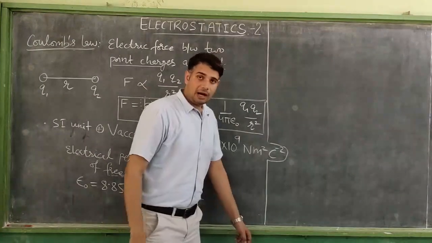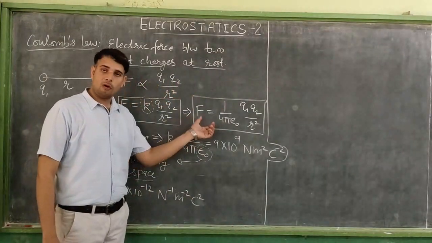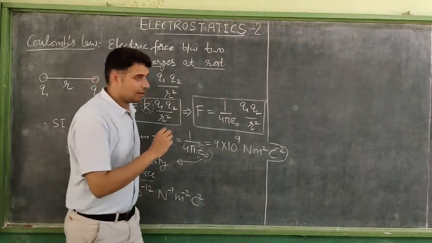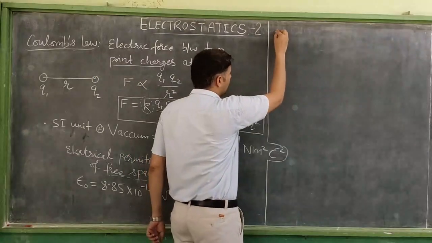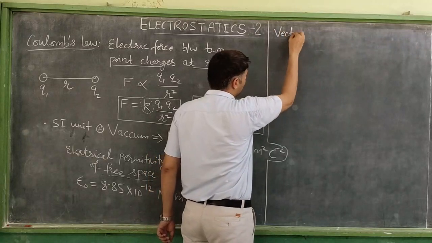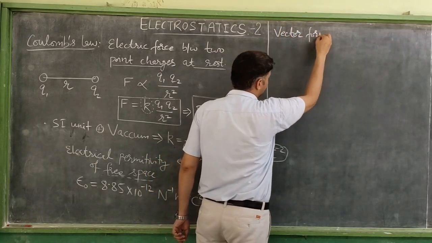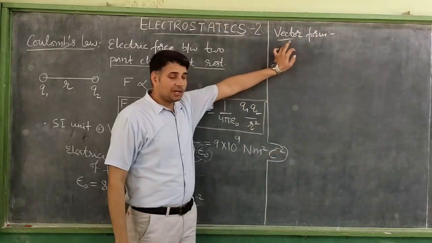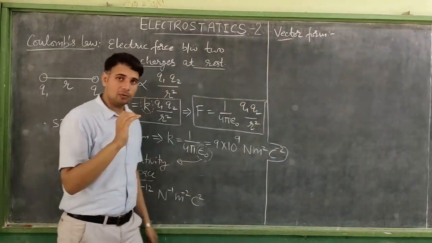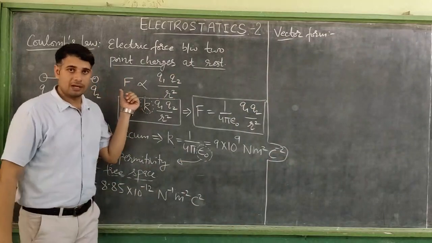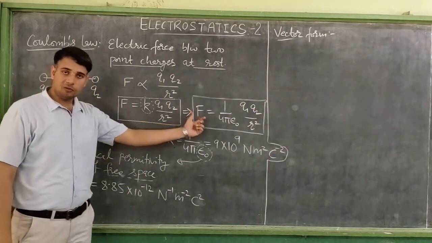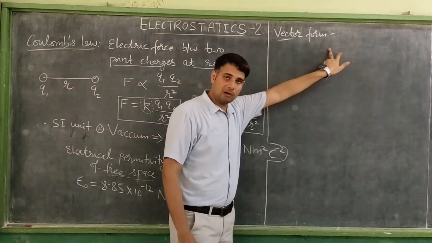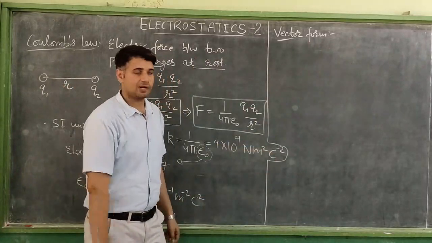So students, till now we have dealt with the scalar form of Coulomb's law, but now its vector form is more important. So we are going to work out the vector form of Coulomb's law. The name itself means now we have to take care of direction also. Till now it was just the magnitude of force, but to study the vector form of Coulomb's law, we have to take care of direction also.